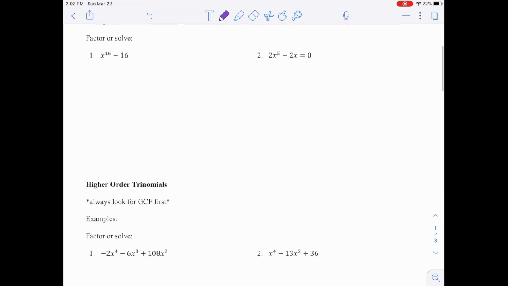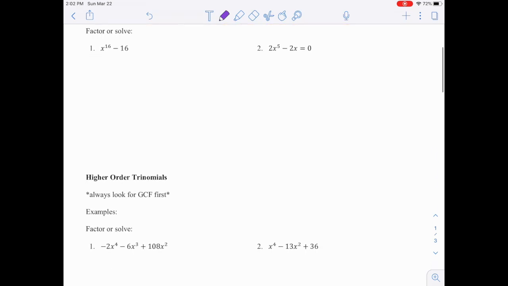So here in the first example, it's asking us to just factor. It's not set equal to 0, so we don't have to solve. There is no GCF, so I can just move on to my difference of squares. So I'm going to take the square root of the first term, which would be x to the 8th, and the square root of 16 is 4. So I'm going to have two factors, x to the 8th plus 4, x to the 8th minus 4.